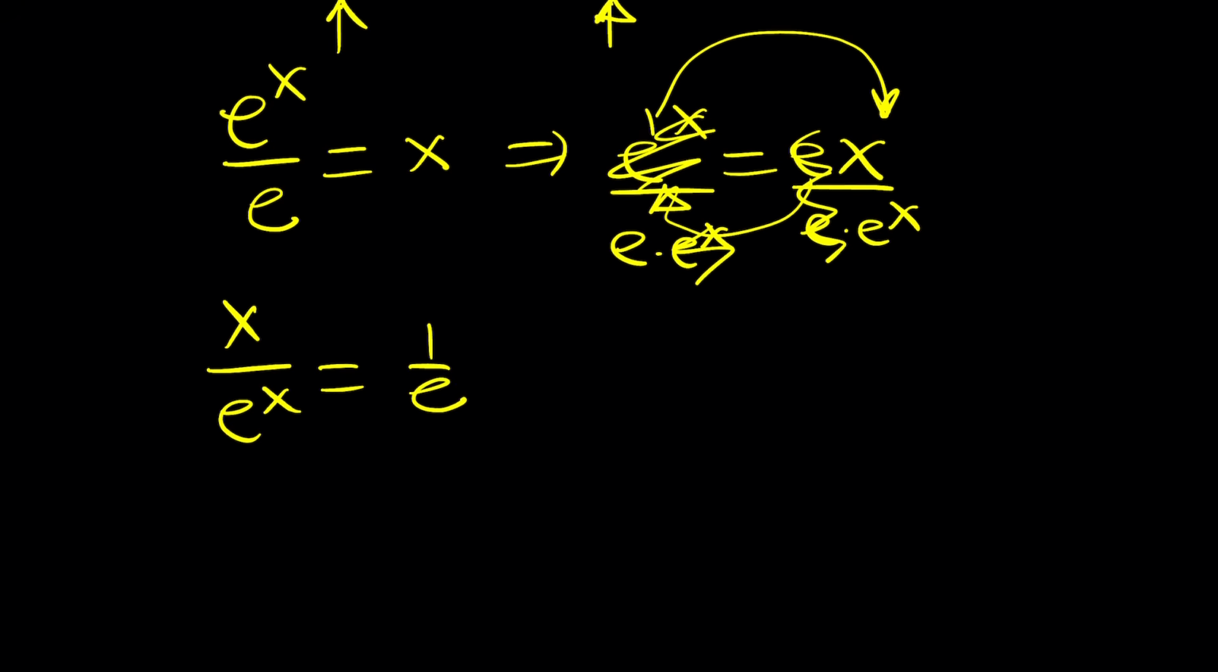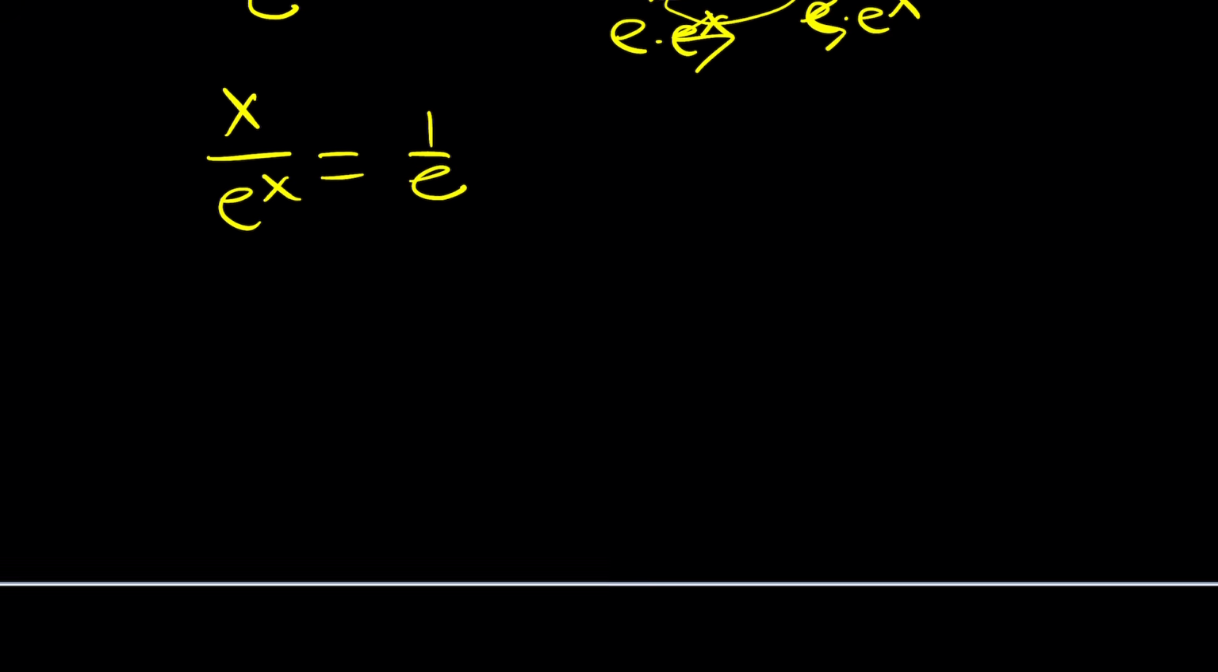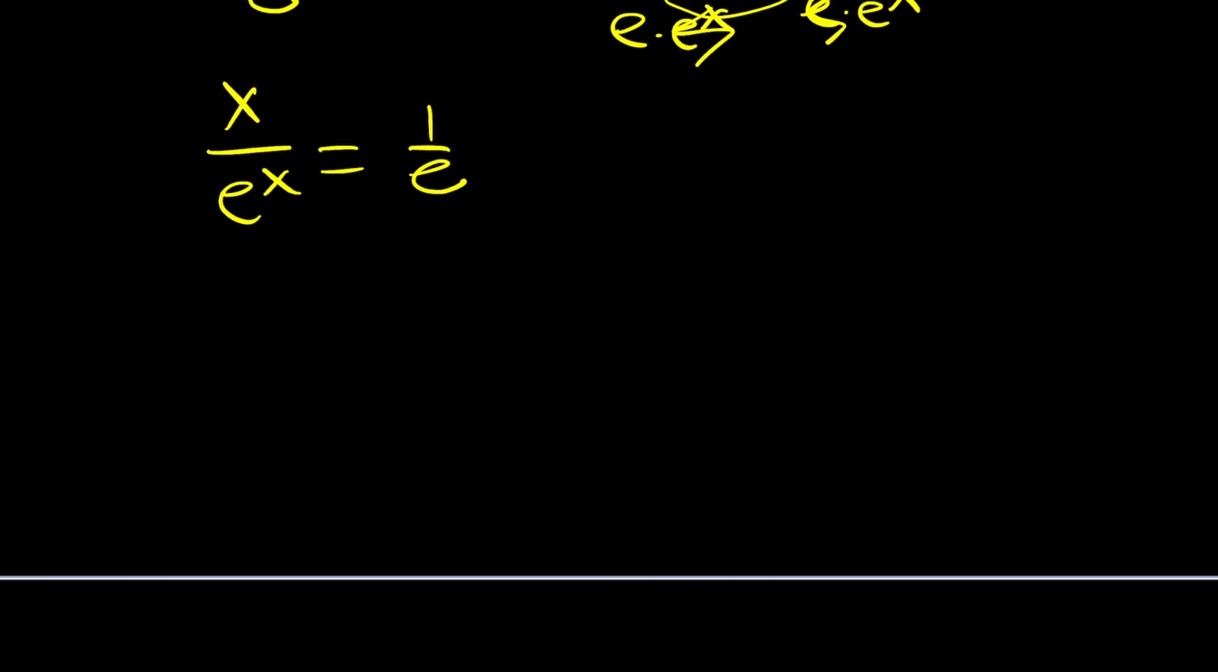And again, if this doesn't look meaningful, I don't know what can, right? At this point, it's probably very easy to guess, but again, let's just pretend we cannot guess the solution. Here's what we can do. We can write this e to the x as e to the power negative x because it's in the denominator. And 1 over e, you can just write as e to the power negative 1. Yeah, you can write it that way.